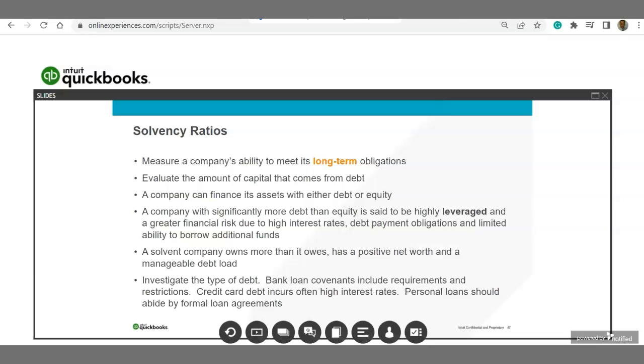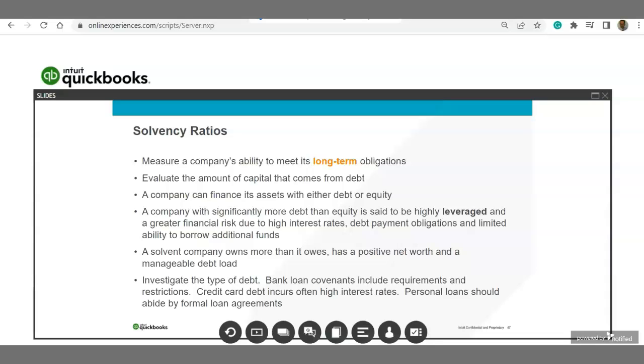So if the business has significantly more debt than equity, it's said to be highly leveraged and at a greater risk because it's probably having to deal with things like high interest rates and debt payment obligations and a limited ability to borrow additional funds. Whereas a solvent company owns more than it owes, right? Equity is higher than the liability. So a solvent company has a positive net worth and a debt load that it can manage.